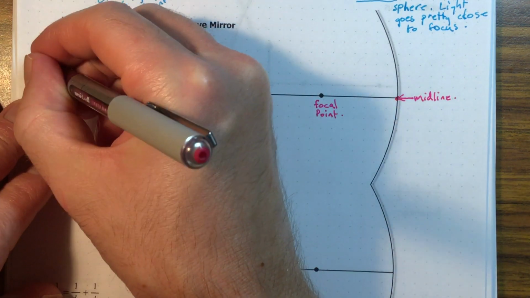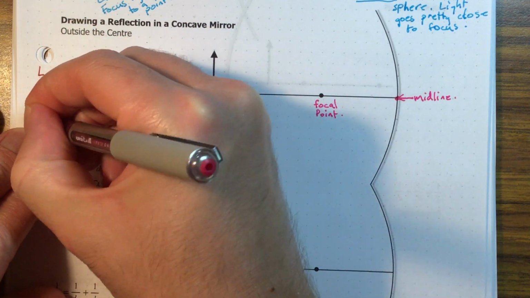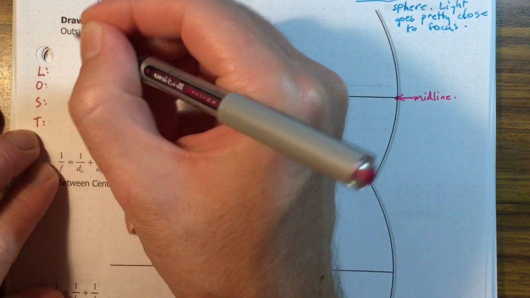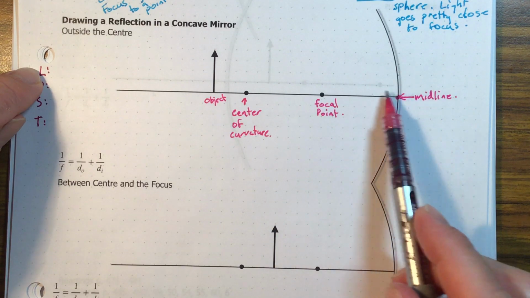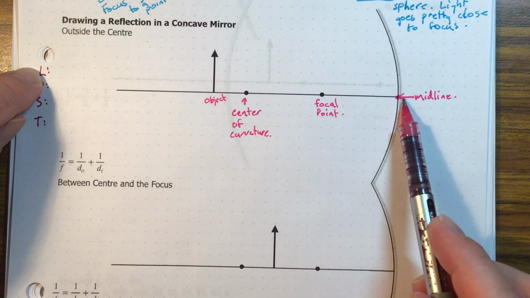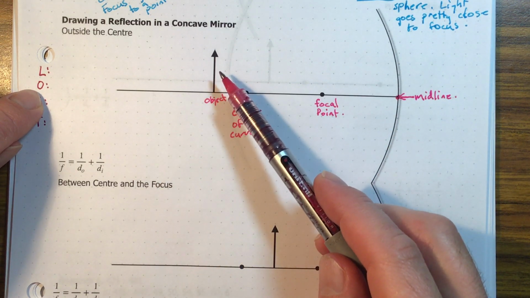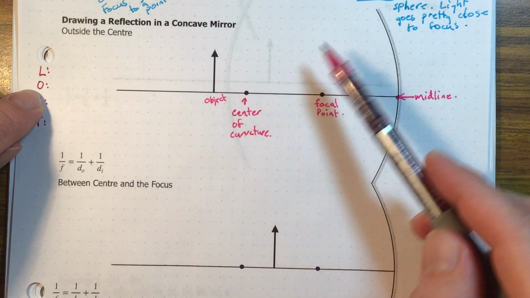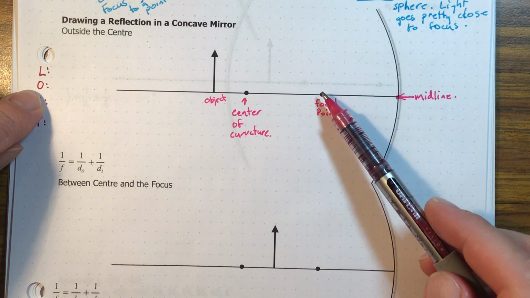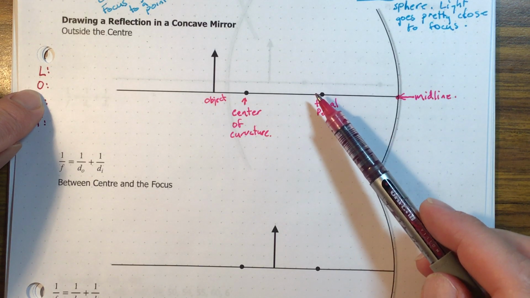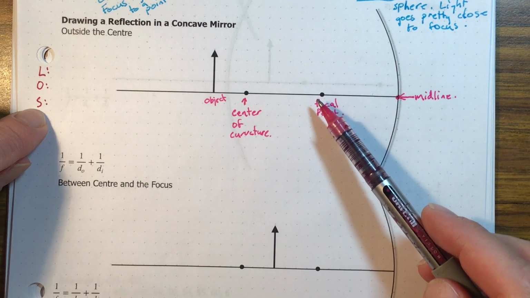So we're going to be looking for LOST. We can also talk about our magnification. So L is the location of the image, which side of the mirror it is on, and how far away it is from the mirror. O is the orientation. Is our image the same way as our object, or is it upside down? Because you look at a spoon, and your face looks upside down in a spoon. That's an inverted image. S is size or magnification.